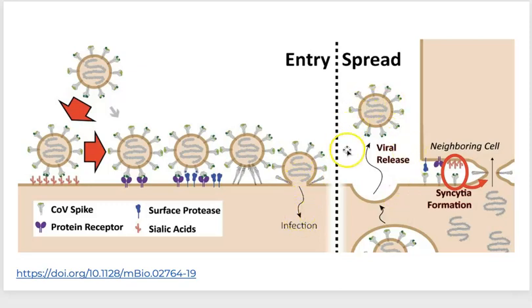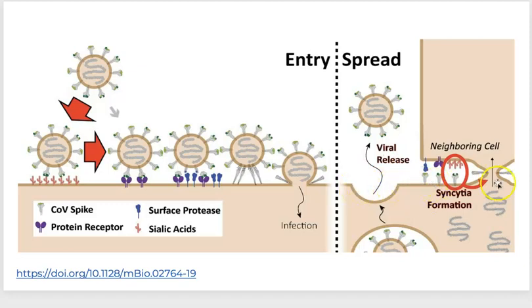So over here you see a little bit about spread. Now the virus can spread through the canonical pathway, like I mentioned, where the virus is assembled in one of those budding vesicles off of the Golgi, and then it's released into the external environment where an immune response can attack it. But what can also happen is the virus can spread cell to cell through syncytia formation.